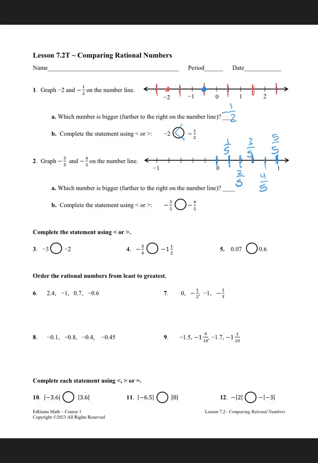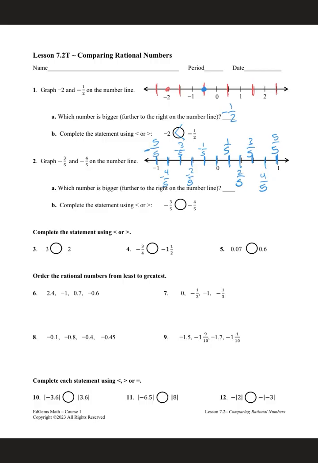Going to the left, it's the same thing. From 0 to negative 1, you've got 5 hash marks: 1, 2, 3, 4, 5. Each one of those little hash marks is worth 1/5. So negative 1/5, negative 2/5, negative 3/5, negative 4/5, and negative 5/5, or negative 1, right?